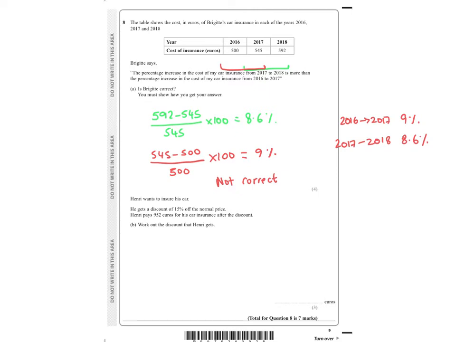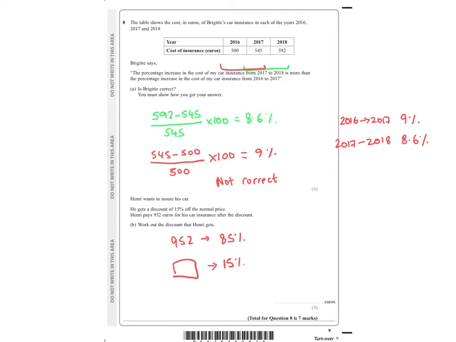So, Henry wants to insure his car. He gets a discount of 15% off the normal price. Henry pays €952 for his car insurance after the discount. So if he got a discount of 15%, that means 85% is what he paid. So that means 952 is 85%. And what he wants to know is, work out the discount that Henry gets. So we want to work out what 15% is, because that's what the discount is.